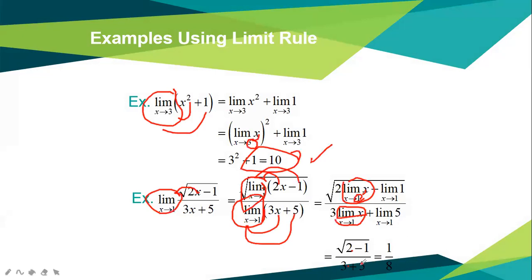So now we are going to simplify. The square root of 2 minus 1 all over 3 plus 5. So 2 minus 1 is 1. The square root of 1 is 1. Then 3 plus 5 is 8. So the answer is 1/8.